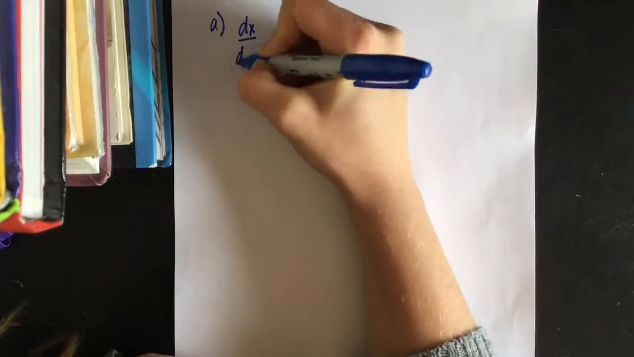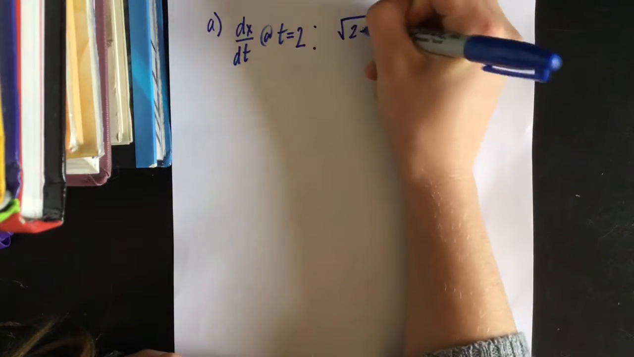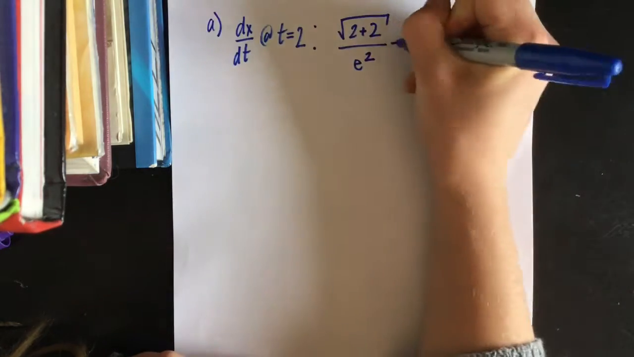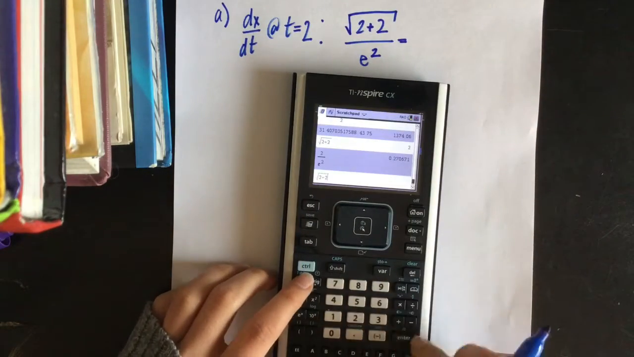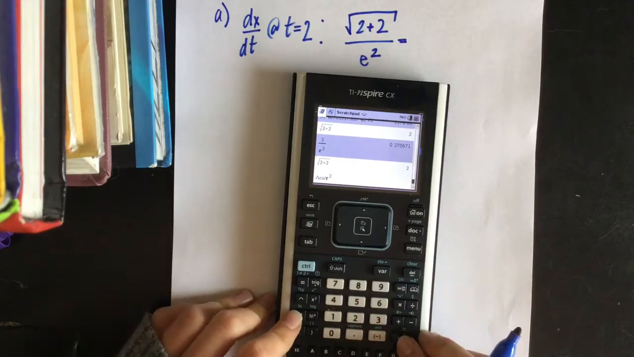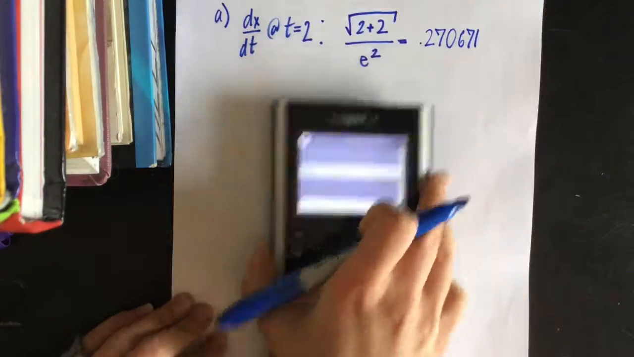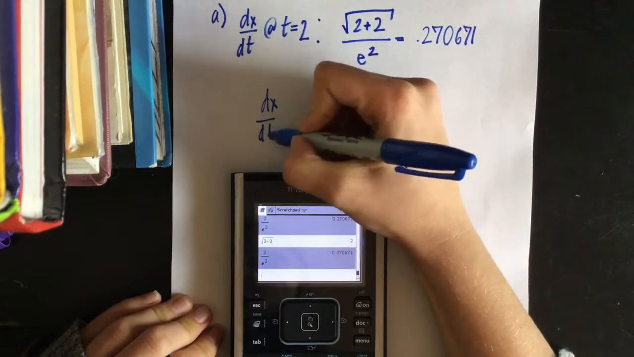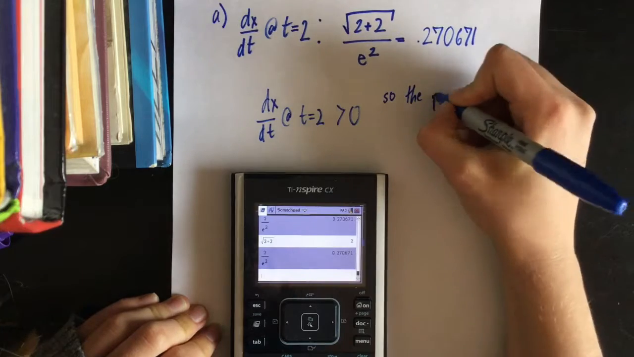So for the horizontal movement of the particle at time t equals 2, we're going to look at dx/dt. Since it's a velocity, whether it's positive or negative is going to tell us whether the particle is moving to the right or to the left. So all we have to do is find dx/dt at t equals 2. We can see, since the value we get is a positive value, that the particle, or the car, is moving to the right at time t equals 2.